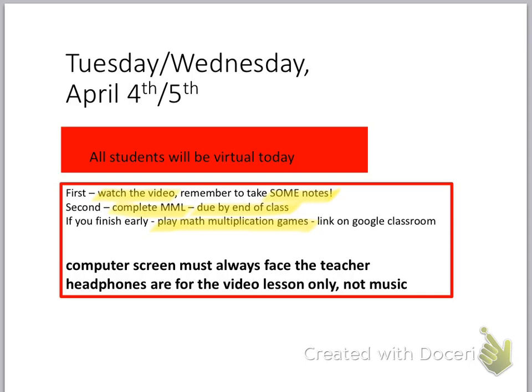Two rules to keep in mind here. Computer screen facing the teacher. Headphones are for the video lesson only. No music. If there's any problems, the sub will let me know, but I imagine you guys will have everything under control.